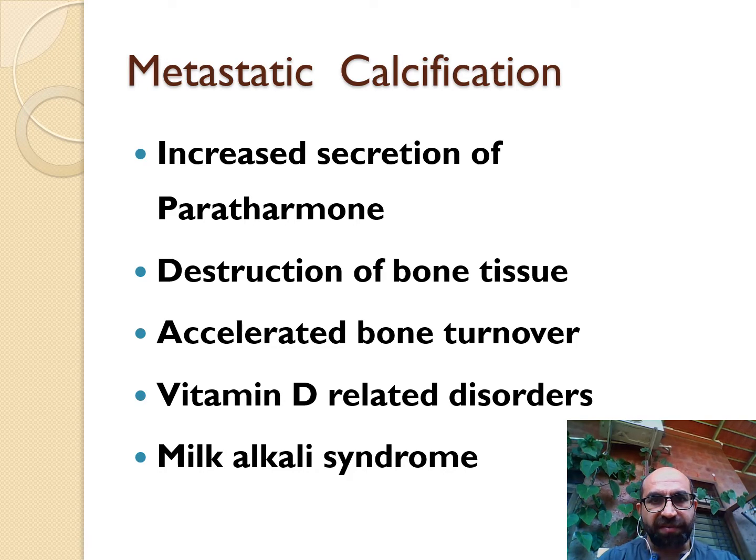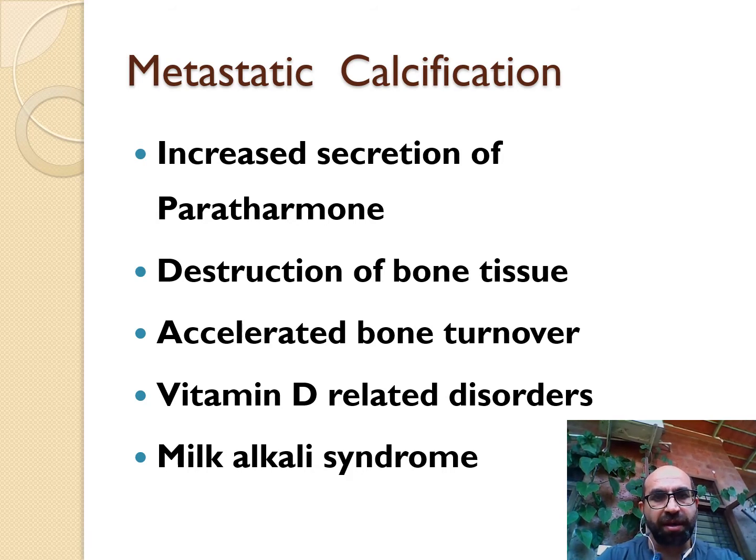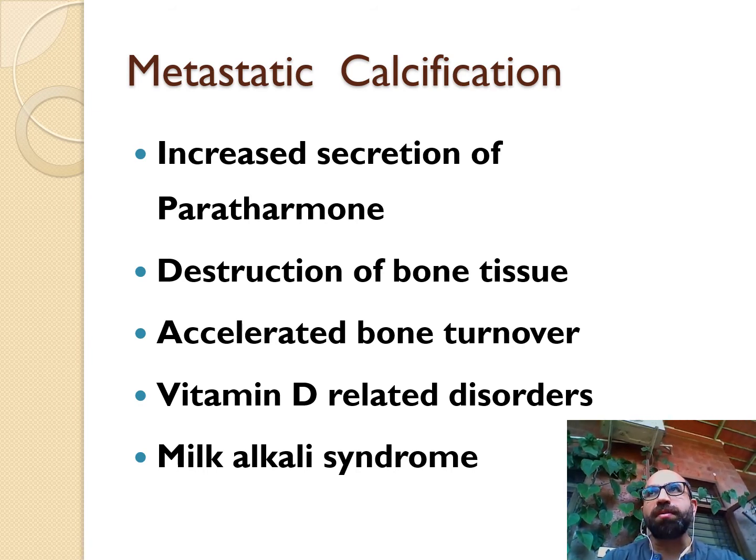Coming to metastatic calcification, here the pathogenesis is either increased secretion of parathormone causing increased calcium levels in the blood, or destruction of bone tissue, releasing calcium into the blood, accelerated bone turnover, and vitamin D related disorders. There's another condition called milk alkali syndrome, where increased ingestion of antacids can cause increased calcium levels in the blood. As you all know, the normal calcium level is 9 to 11 milligram per deciliter. So here it is more than 11, hence it accumulates in normal organs or normal tissues.